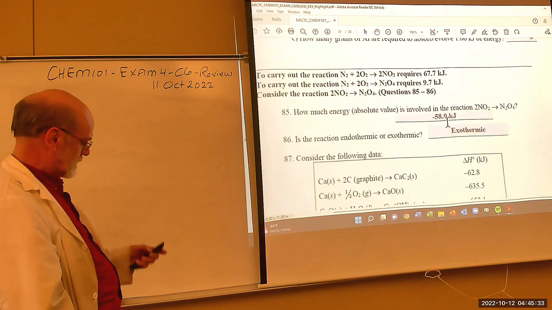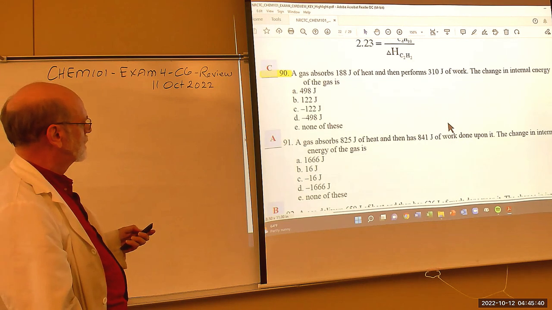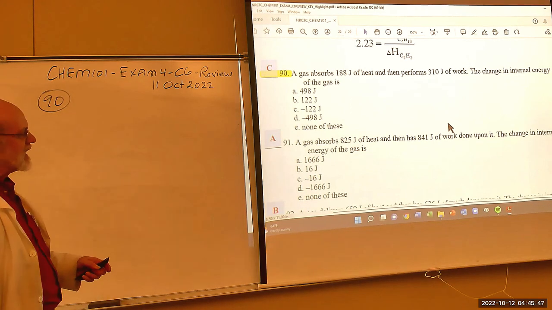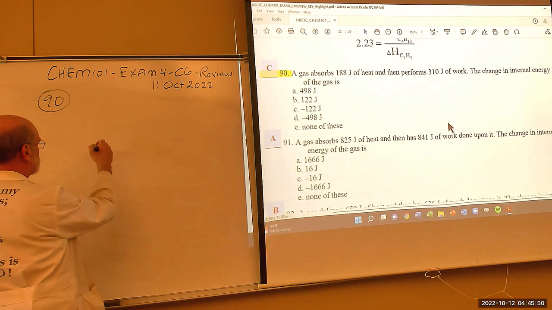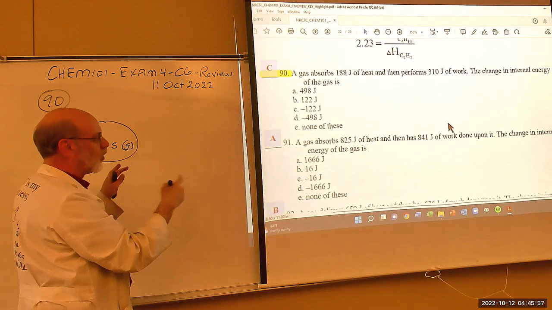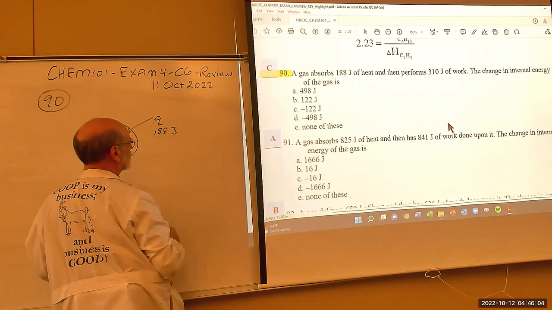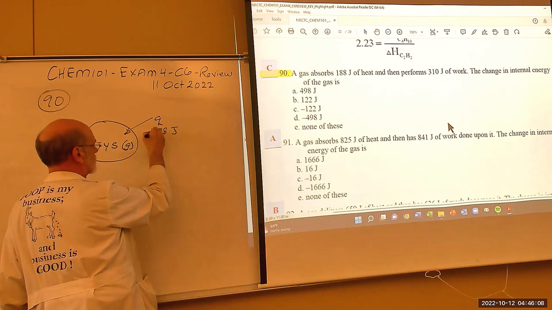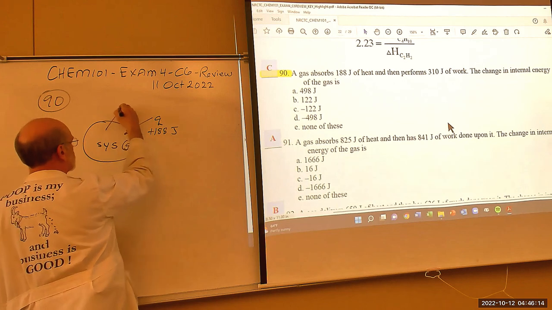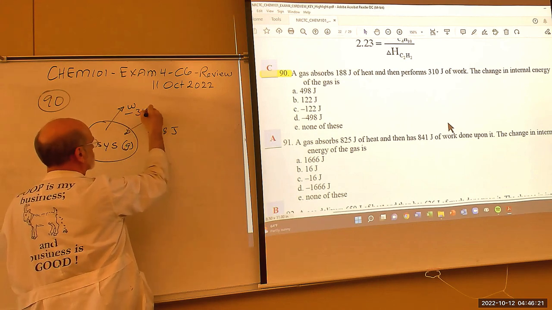All right, we'll skip a few of these. Okay, 90. A gas absorbs 188 joules of heat. So our system here has a gas, and it absorbs 188 joules of heat. So Q in this case is positive, right? And then it performs 310 joules of work. So now it's doing work on the surroundings. That means it's a negative 310 joules.